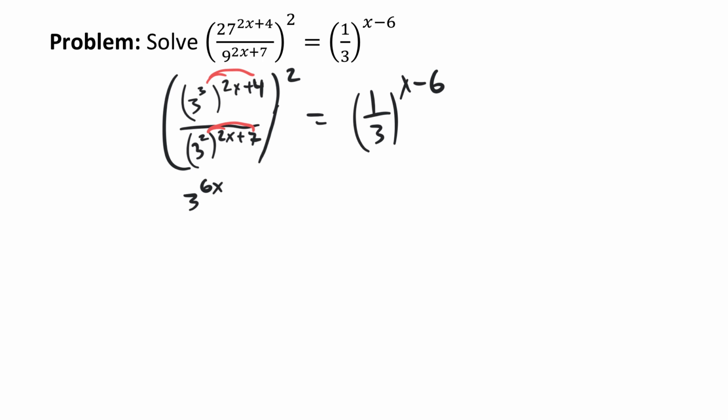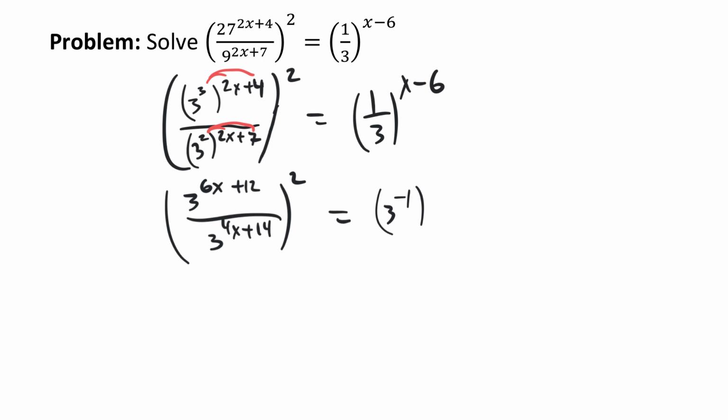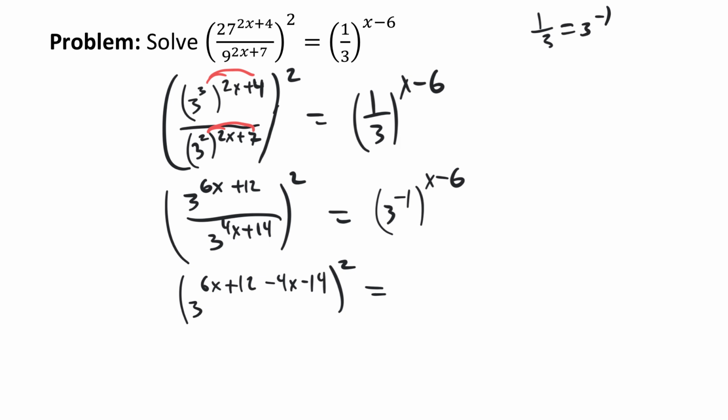3 to the 6x plus 12. 3 to the 4x plus 14. Here I could write this as 3 to the negative 1 just to get rid of that fraction. Remember, 1 over 3 is 3 to the negative 1. Nice little exponent rule. I guess maybe I'll divide these exponents. So 3 to the 6x plus 12 minus 4x minus 14. But it's still squared, that's annoying.